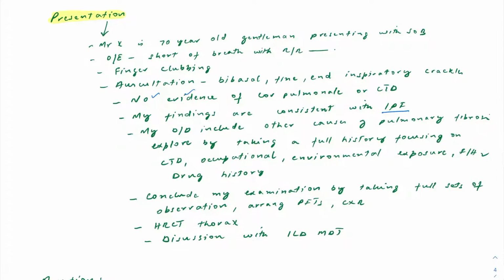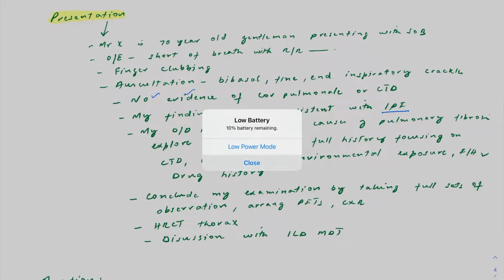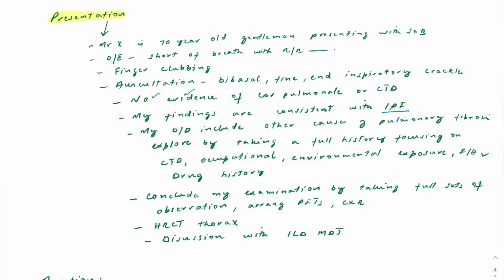And if I find that restrictive pattern in the pulmonary function test and some chest X-ray findings, I would like to do the HRCT thorax, which will give us more idea about the pulmonary fibrosis. And finally, I would like to discuss with the interstitial lung disease multidisciplinary team. So this is how your presentation should be in case of pulmonary fibrosis. And if you follow my pattern, you're not going to miss anything.